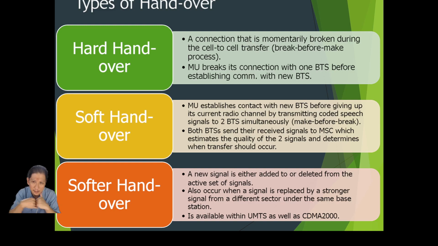From one BTS to another BTS. Maksudnya dia cepat lah. And then soft handover establishes the new connection between the two BTS before the break, and both BTS receive the two signals and determine when the transfer should occur. Maksudnya dia akan buat slowly. It will occur slowly and provide two BTS base stations simultaneously. Maksudnya dia akan provide 2 bar dulu lah, okay, sebelum dia transfer.